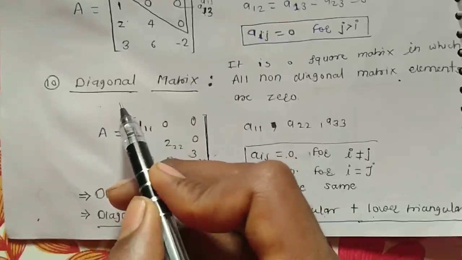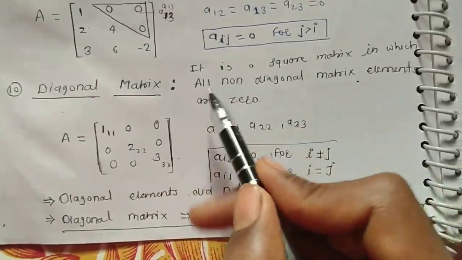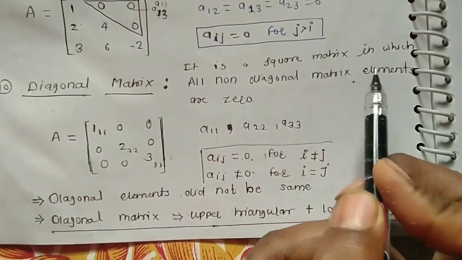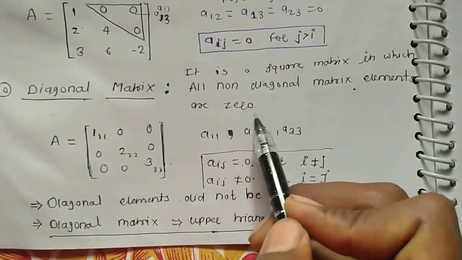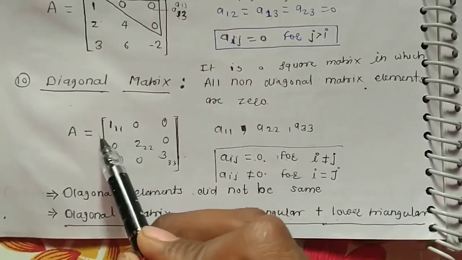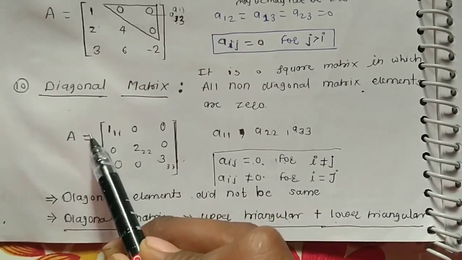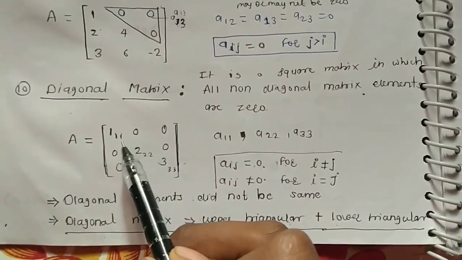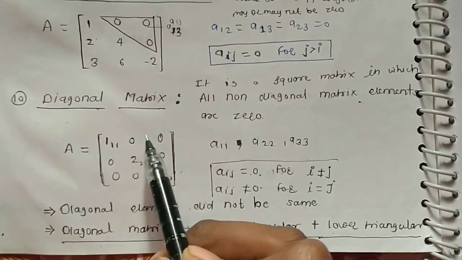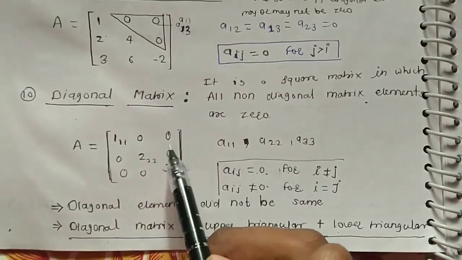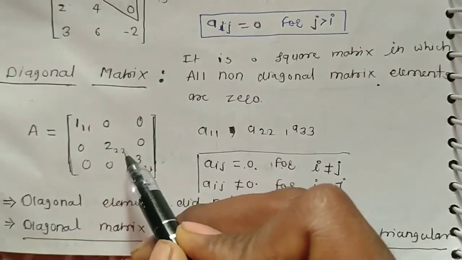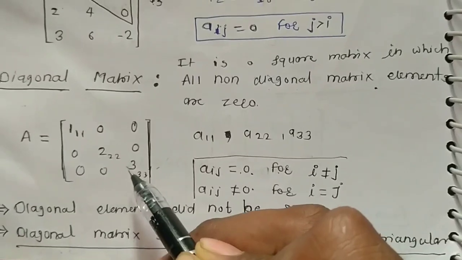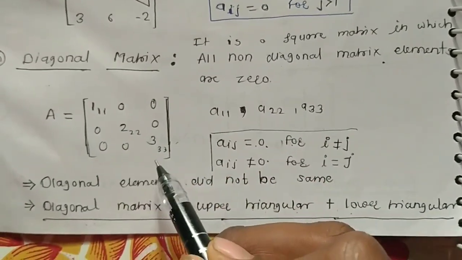So next one, diagonal matrix. It is a square matrix in which all non-diagonal elements are 0. Here, let us consider matrix A equal to 1 0 0, 0 2 0, 0 0 3. And see here, only the diagonal elements are non-zero, that is nothing but a diagonal matrix.